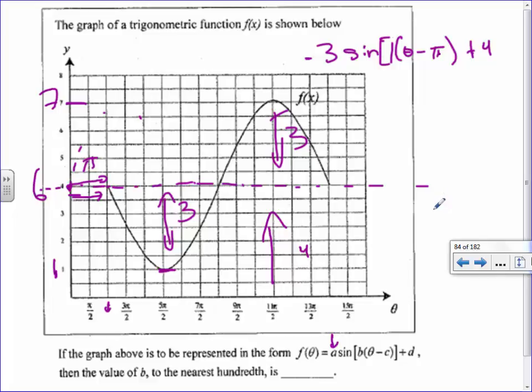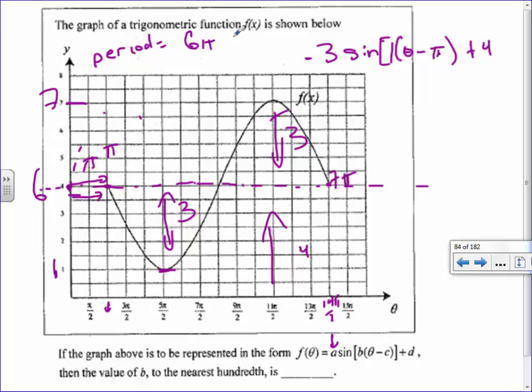2 pi. A sine graph normally has a period of 2 pi. We need to figure out what the period of this graph is. So I'm going to start right here. This starts at pi, and it ends at, let's see, 13, 14 over 2, so 7 pi. How far is it from pi to 7 pi? 6 pi. So hopefully you guys would agree with me. The period of this graph is now 6 pi.